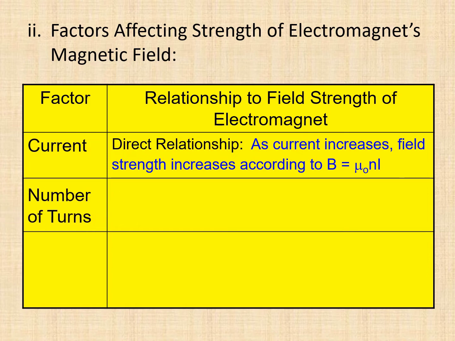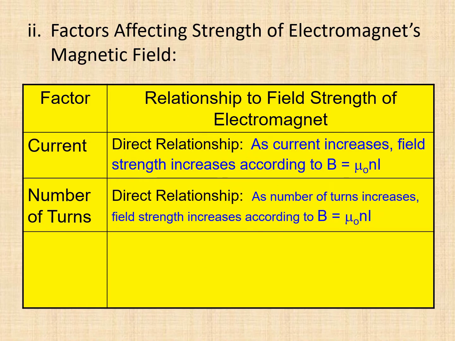The second factor is the number of turns in the solenoid coil. Once again, using the relationship just derived, we see that there's also a direct relationship. As the number of turns increases, the field strength increases linearly. This is how you can develop very, very powerful electromagnets, because what this tells us is that doubling the number of turns doubles the magnetic field strength. So with electromagnets consisting of solenoids with thousands of turns, you can develop very, very powerful magnetic fields inside those solenoids.